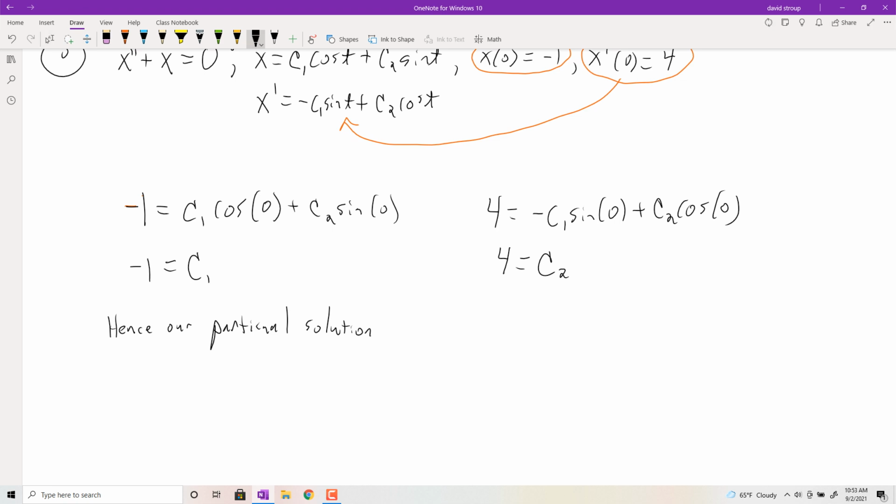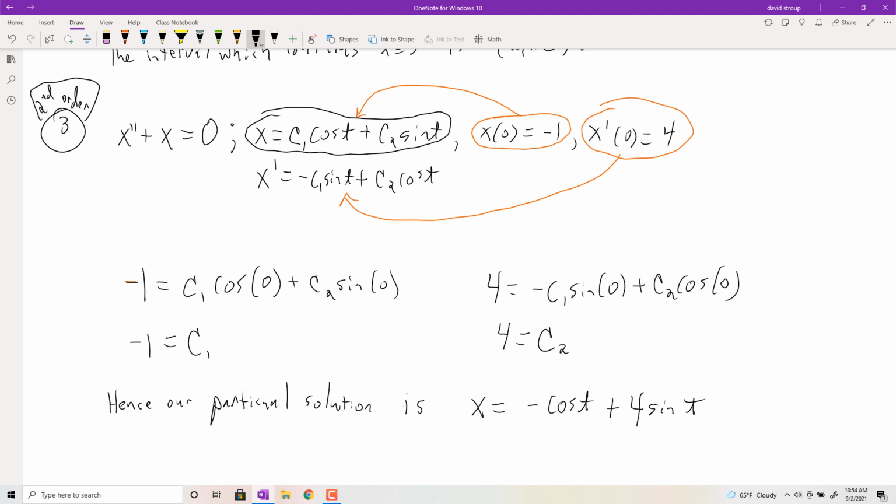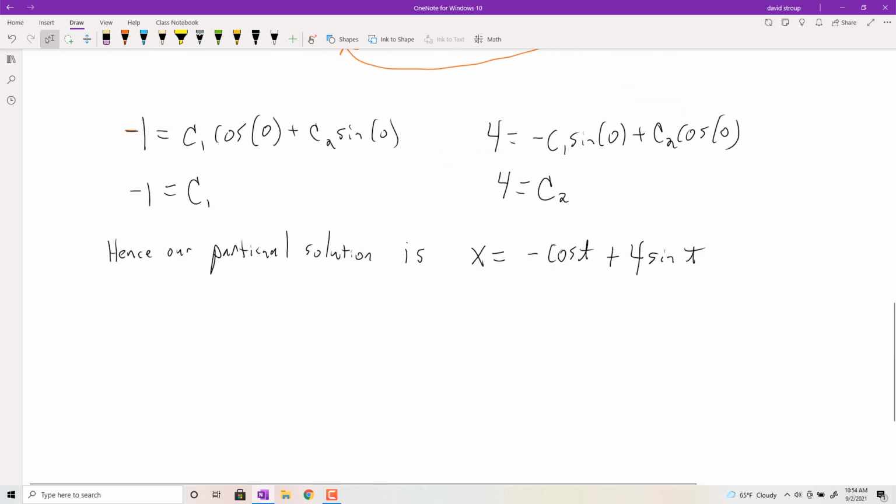And there's a lot more pictures in the book than I can provide here just by my writing. So make sure you're reading the book before watching the videos. Hopefully you're doing that. Anyways, hence our particular solution is going to be x equals c1 is -1, so negative cosine t, and then plus c2 is 4 sine of t, right? So I was just plugging everything back into this guy here. Okay, so there's your second order differential equation.